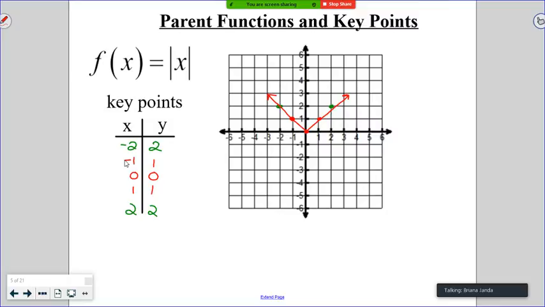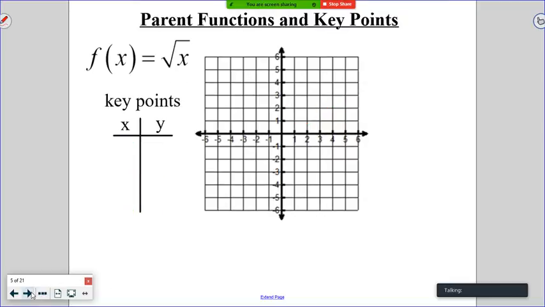You have to very clearly draw the difference in those two shapes. Questions? Okay, next parent function is the square root graph. F of x equals the square root of x.